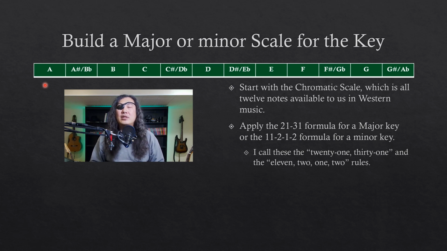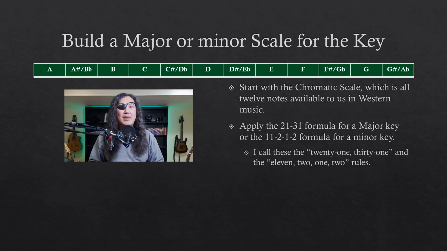2131 and 11212 are not the official names of these formulas, of this method of figuring out the major or minor scale associated with a key. They're memory devices that I made up a long time ago, and that I've been using forever. They help me to remember. Hopefully they'll help you to remember. And if they don't, then maybe you can come up with your own memory aid that'll work. But 2131 and 11212 have worked for me.